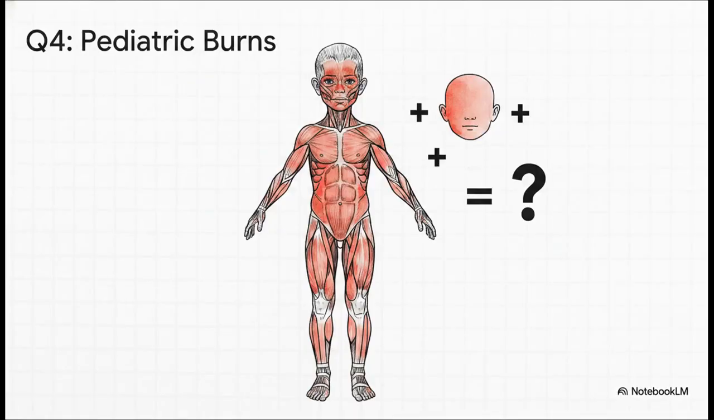But what happens when our patient is a 5-year-old child? They have a completely different head-to-body ratio. We have a 5-year-old with burns on the face, anterior neck, chest, abdomen, and the front of both lower limbs, but the feet are spared. What is the total body surface area according to the London Browder chart?